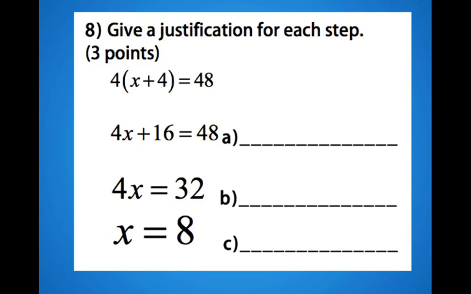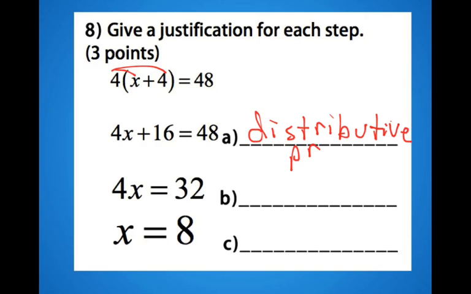This one's already solved. We just want to give the property that enables us to do those steps, that justifies it. So the first property is called the distributive property. And then the next thing we do is we're subtracting 16 to isolate the variable there. So we subtract 16, and that's called the subtraction property of equality.